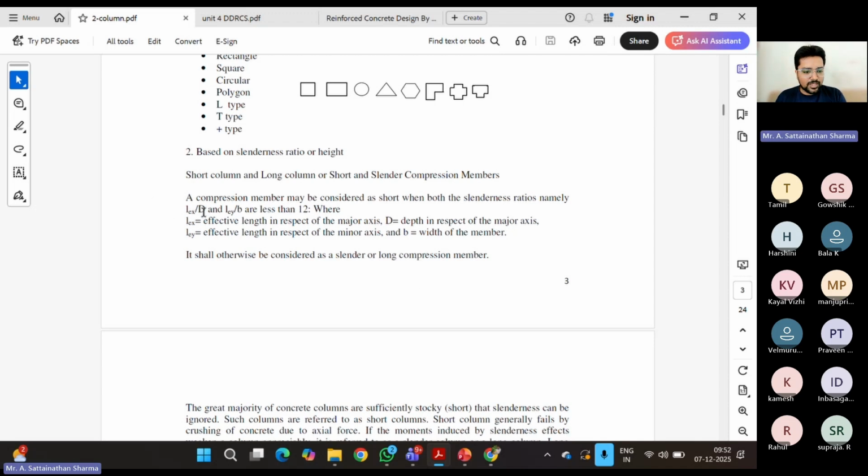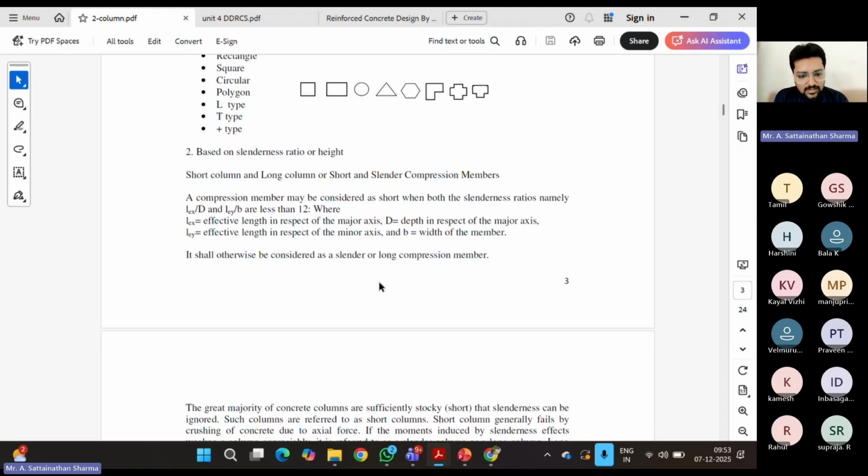Lex divided by B or Lex divided by D. How to remember this? Which one has to come first? Yesterday we have seen Lx, Ly. I remember for a slab, when I say 3 meter by 5 meter slab, which is Lx and which is Ly? 3 meters is Lx and 5 meters is Ly. This is what we have seen yesterday.